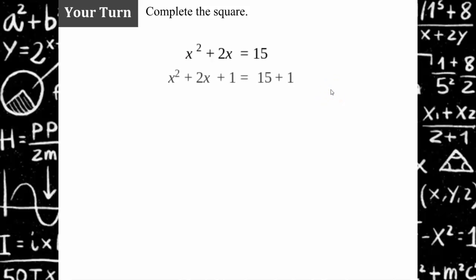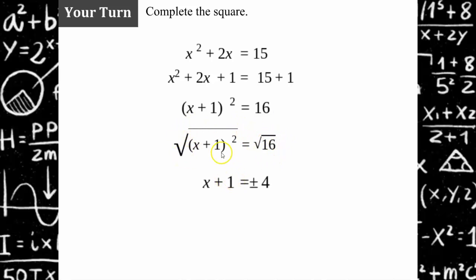Okay, welcome back. So first I found half of 2 and squared it. Half of 2 is 1, 1 squared is 1. Add 1 to both sides. Write it as a perfect square trinomial. Combine like terms. Find the square root of each side. x plus 1 is the square root of x plus 1 squared, and 16 has two roots, positive and negative 4. Subtract 1 from each side. So 4 minus 1 is 3, and negative 4 subtract 1 is negative 5. And there you have your two solutions, your two roots.